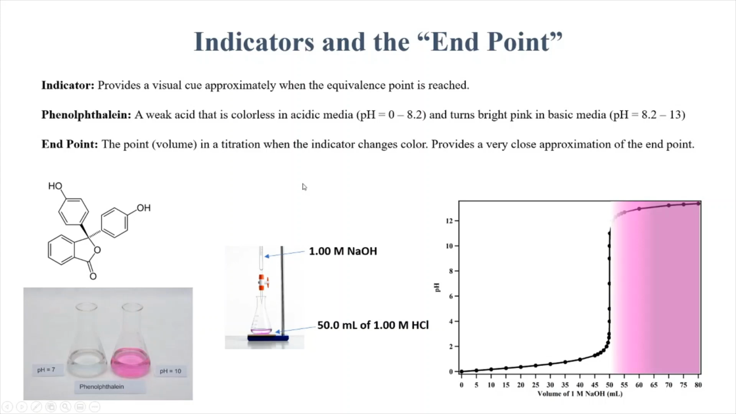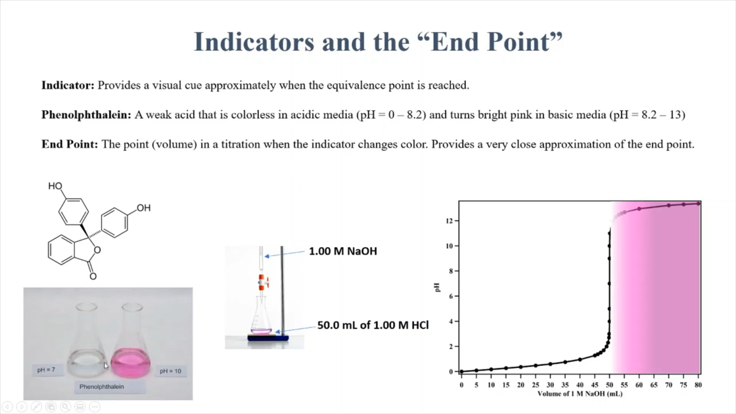We're going to use an indicator, which is going to tell us when we reach approximately the equivalence point. And the indicator that we're going to use is phenolphthalein. So phenolphthalein is a weak acid that is colorless in acidic media and turns bright pink in basic media. So from pH 0 to 8.2, this thing has no color.